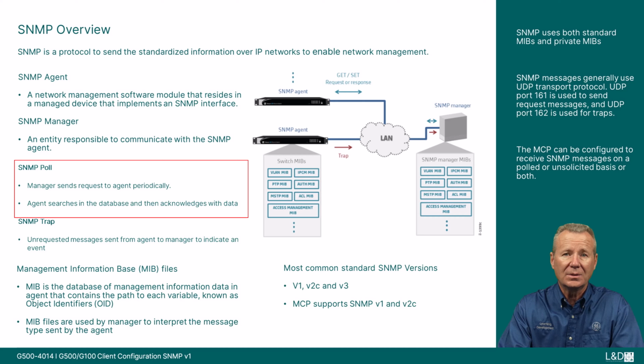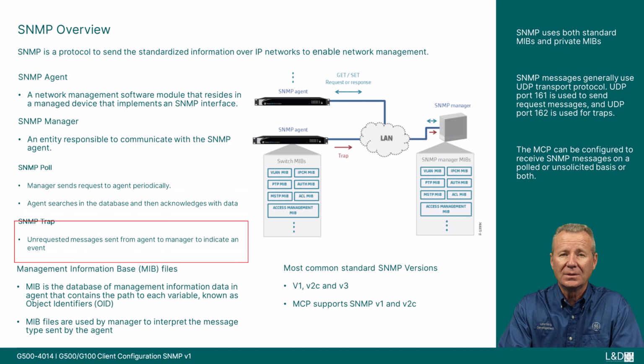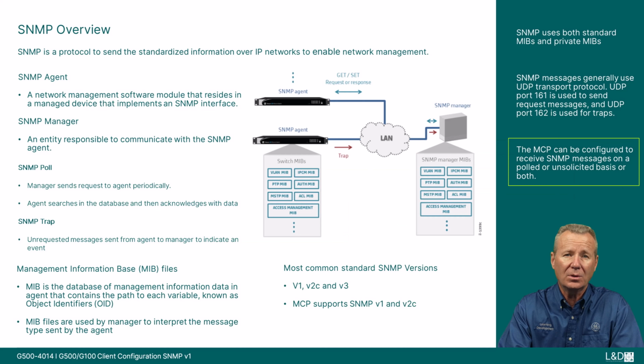SNMP Poll. The SNMP is mainly a poll-based mechanism. The manager sends request messages to the agent, and then the agent searches in the database and acknowledges with a data response. SNMP Trap. The SNMP also supports unrequested notifications sent from the agent to the manager to indicate an event or an alarm state. The MCP can also be configured to receive SNMP messages on a polled or unsolicited basis.